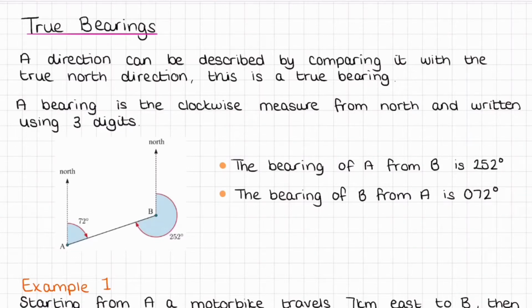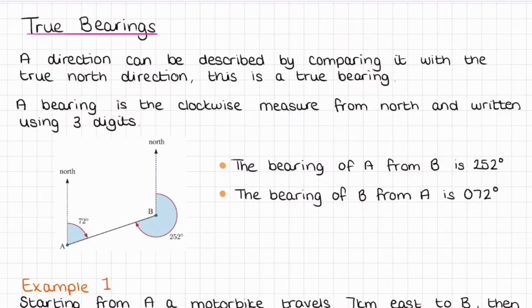So you will find this part of the chapter is not in your booklets, but I still think it's important that we go through it, and I will upload a worksheet because bearings do come into a couple of the topics in maths, and it's just a good idea to understand how they work. So a direction can be described by comparing it with the true north direction, and that's what we call a true bearing. There are different types of bearings, but we're only going to focus on true bearings.